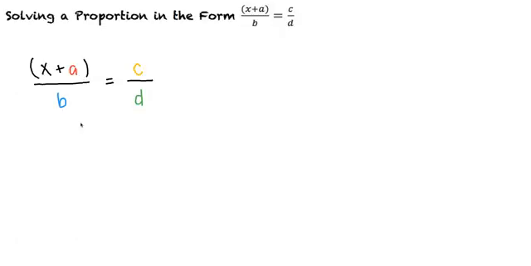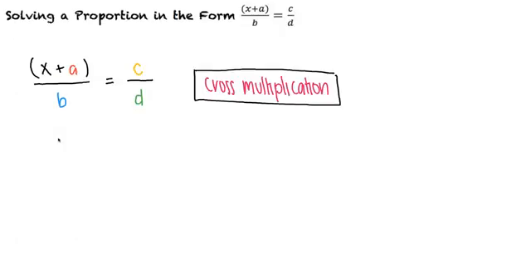In this model, our colored letters represent constants, while our x represents a variable. So in this case, we want to figure out how to get x by itself. We can do this by what we call cross multiplication. Cross multiplication allows us to turn proportions that look like this into equalities that look like this. We call this cross multiplication because we're essentially multiplying the denominator of one fraction across the equal sign to the numerator of the other fraction.